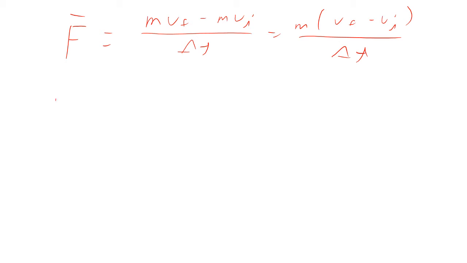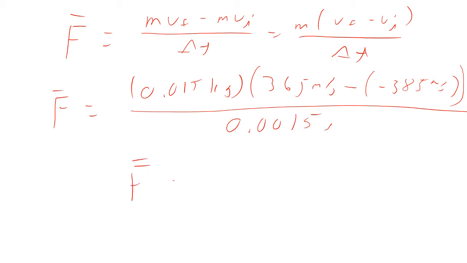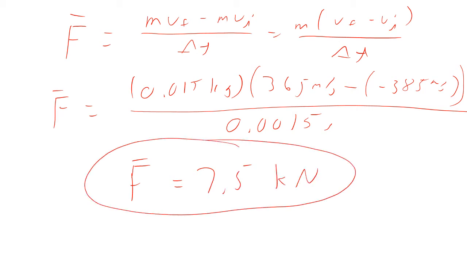And so the average force would be 0.015 kilograms times v final, 365 meters per second, minus a negative 385 meters per second, and divide that by 0.0015 seconds. And so the average force comes out to be 7.5 kilonewtons. Now that's an enormous amount of force, which actually caused blunt force trauma and internal bleeding, and caused a higher incidence of death from internal injuries than a bullet, which may have gone through and through. And so that's why they quit using the steel plates in uniforms as a form of body armor.